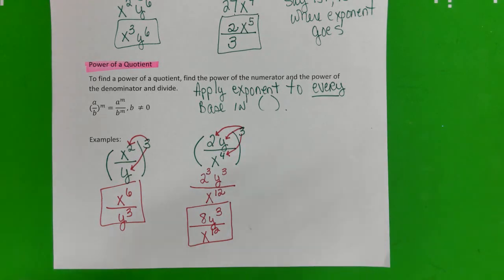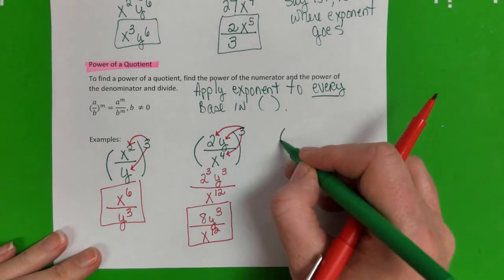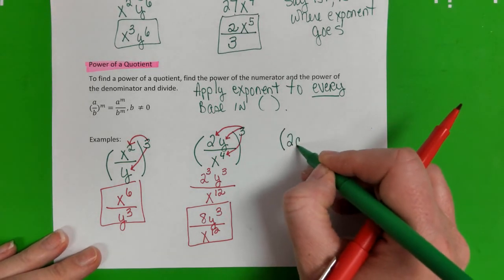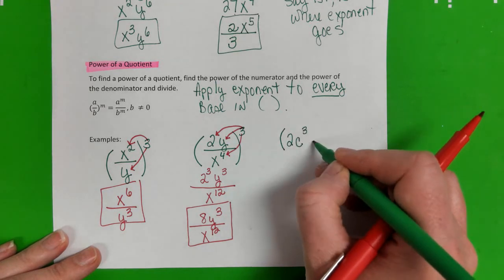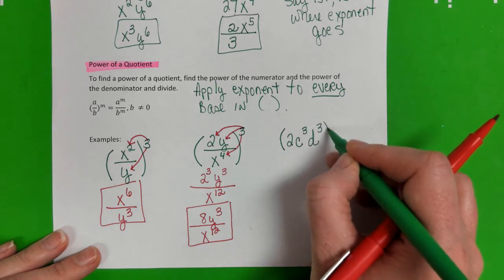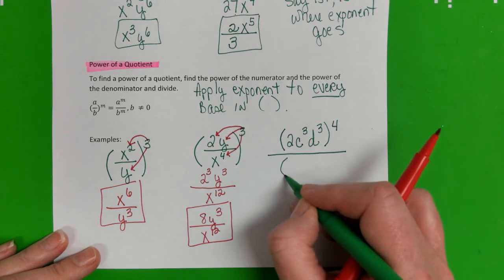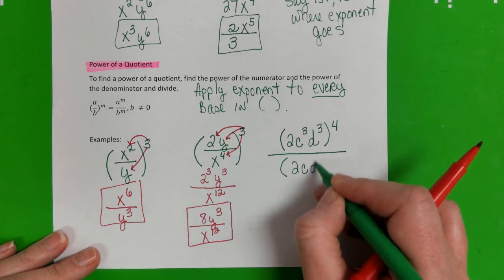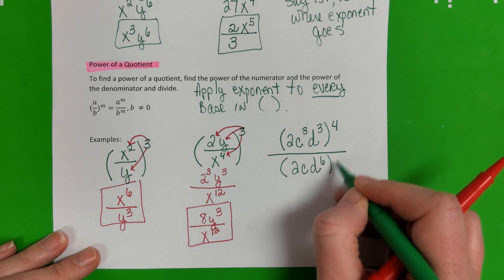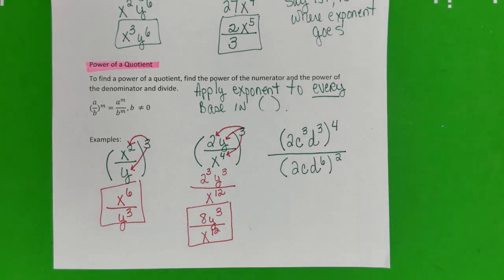Okay, I'm going to give you one more. Really kind of building on this. 2c to the third power, d to the third power, all to the fourth power, over 2c d to the 6th, all squared. Now just take your time. We're going to do one piece at a time.